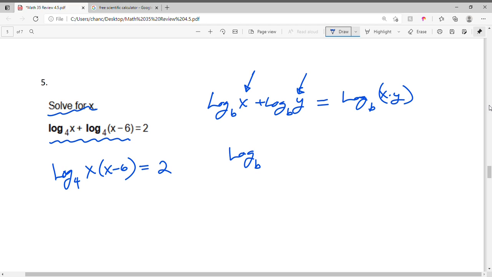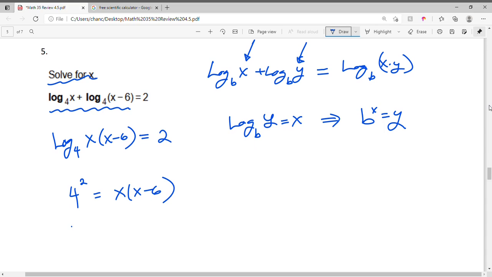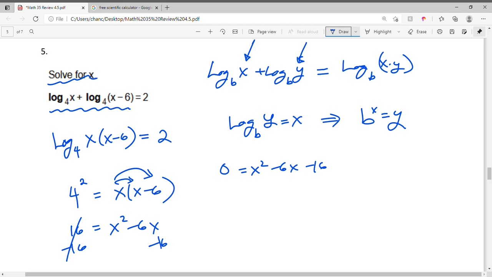Then we could use the definition of the log. Log base b of y is equal to x implies b to the x equals y. So this is saying 4 squared is equal to x times x minus 6. We know 4 squared is 16, and we can distribute this x. That's x squared minus 6x. And this looks like it's a factorable equation, so let's try to factor it if possible. We have x squared minus 6x minus 16.